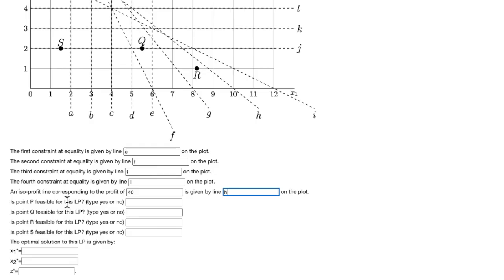The next few questions ask which of these 4 points are feasible, and we saw that only Q was feasible. P was not feasible, Q was feasible, R is not feasible, and S is not feasible. The optimal solution was given by this point right here, so it was (6, 3). And the z star was 39. So we submit, and we see that the answers were correct.